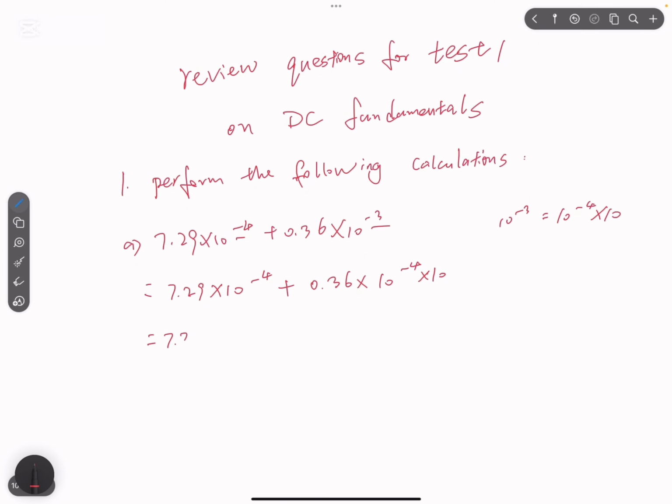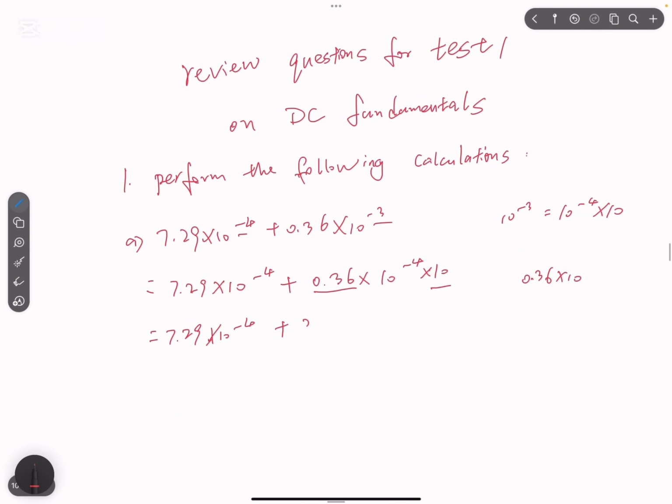So that would be 7.29 times 10 to the minus 4 plus, then we use 3.6 times 10 to the minus 4, which gives us 10.89 times 10 to the minus 4. If we want engineer notation, we can change that to 1.089 times 10 to the minus 3. That's the engineer notation.